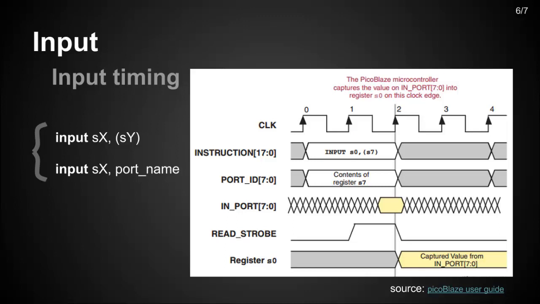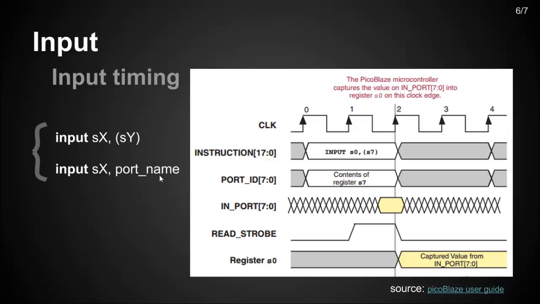So the input instruction reads data from the in port, and it can be coded in these 2 ways. The first one means that the data is going to be read from a register, in this case the SY register, and the second one means that the data is going to be read from the port, whose name should be specified in port name.